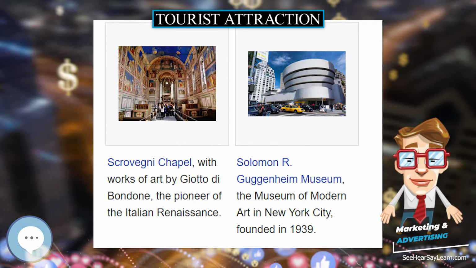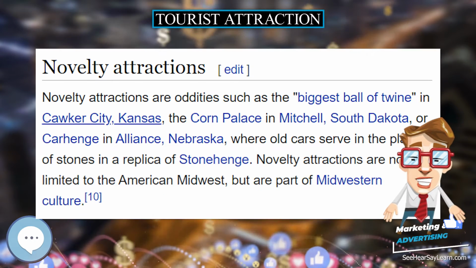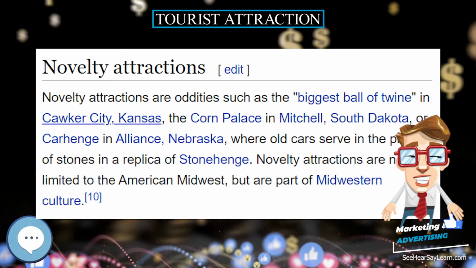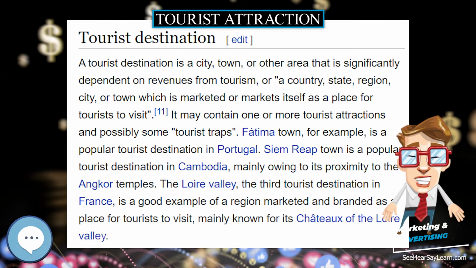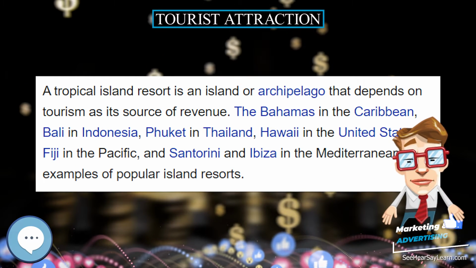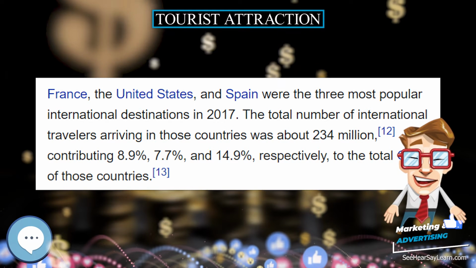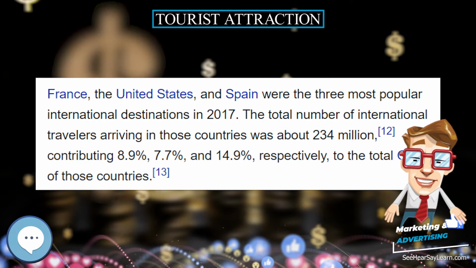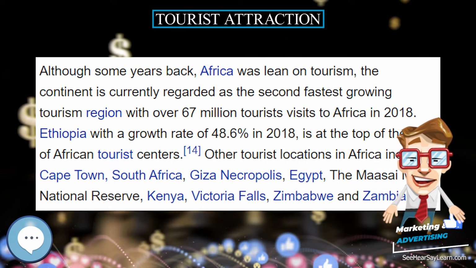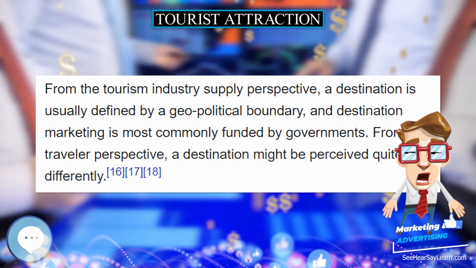The Loire Valley, the third tourist destination in France, is a good example of a region marketed and branded as a place for tourists to visit, mainly known for its Chateau of the Loire Valley. A tropical island resort is an island or archipelago that depends on tourism as its source of revenue. The Bahamas in the Caribbean, Bali in Indonesia, Phuket in Thailand, Hawaii in the United States, Fiji in the Pacific, and Santorini and Ibiza in the Mediterranean are examples of popular island resorts.